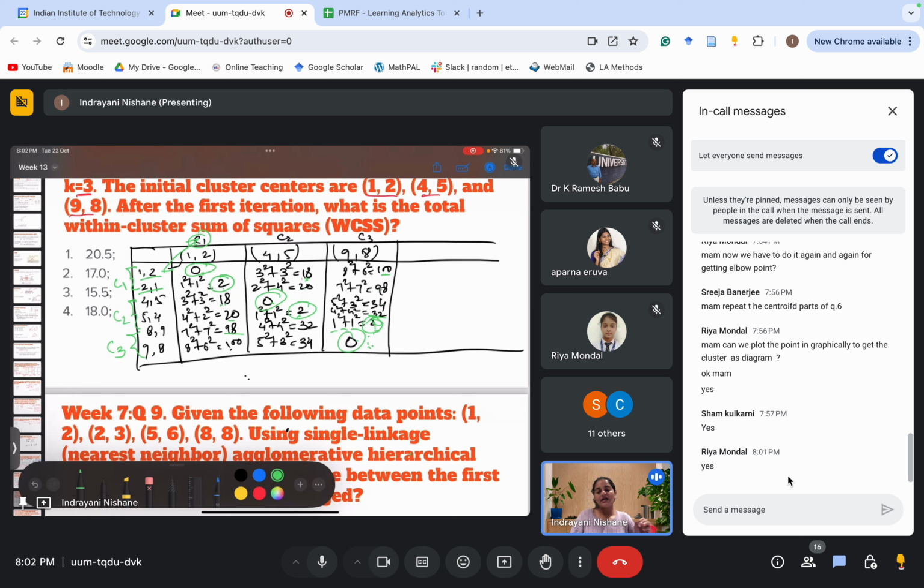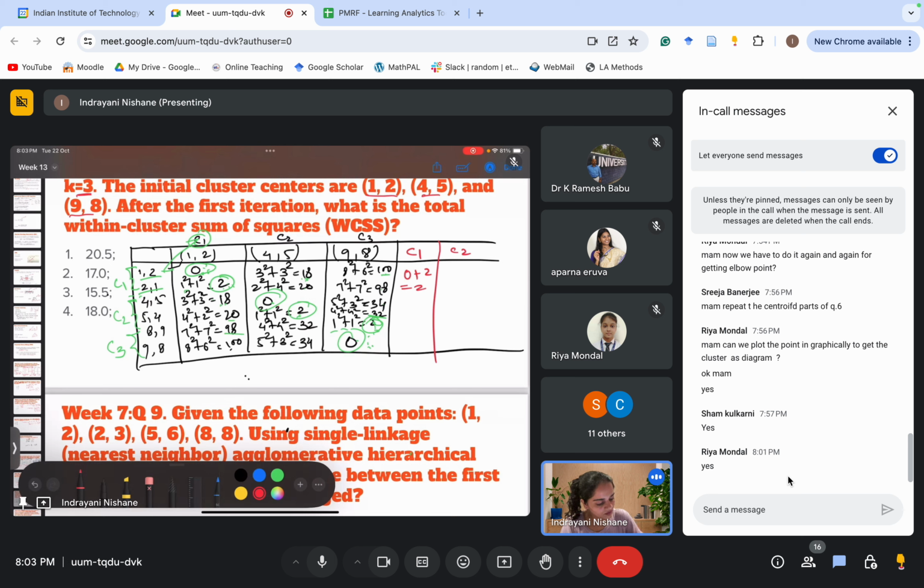So now what we are asked is, what is the sum of total within cluster sum of square? So total within cluster sum of square is asked. So for C1, what is the within cluster sum of squares? This is sum of squares, right? What we are doing is computing sum of squares. So within cluster, these two belong to one cluster. For C1, it is 0 plus 2, which is 2.